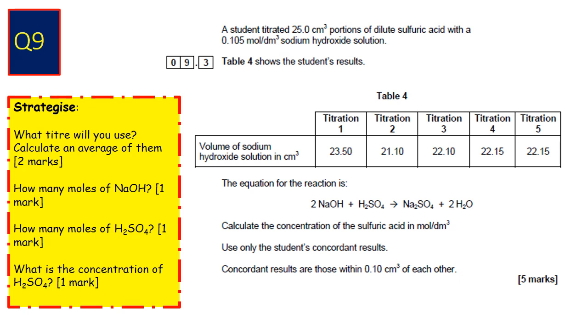We want to use concordant results. So we're going to be looking at that table and go, right, which results are close together, which ones am I going to ignore, and we're going to use an average. So you want to strategize with these types of questions. If you want to have a go at it, this is how you break it down. First, calculate what titres you will use, and then calculate an average of them. This is worth 2 marks, which is quite a big chunk of this. Then you want to work out, using that average titre, how many moles of sodium hydroxide you have used. You can use that information with the equation to say how many moles of sulfuric acid there were, and then you can work out the concentration. So if you want to pause and have a go, now would be a good point.